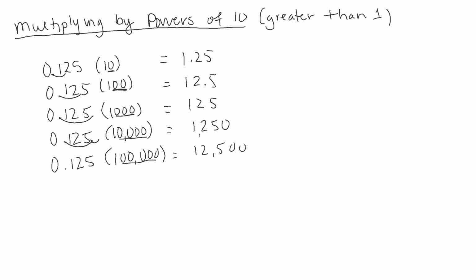And then finally, when I multiplied by 100,000, I had 5 zeros. I moved it 3 times. I was at the end of the number. I added 2 more zeros so I could move my decimal 5 times.